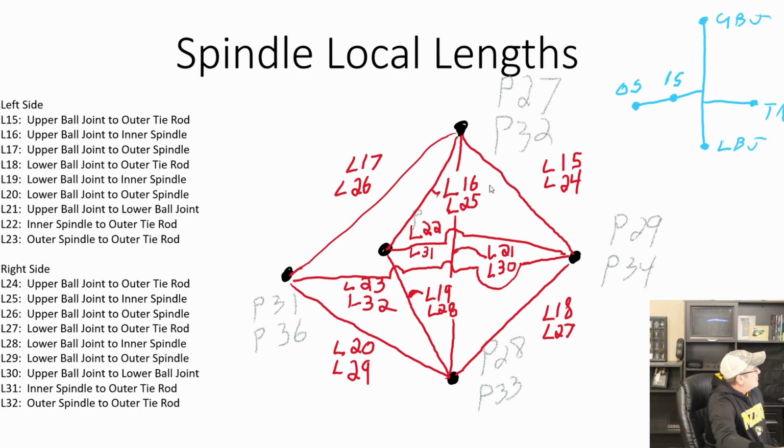And then same thing for the spindle, just distances between upper ball joint and outer tie rod, upper ball joint, inner spindle, upper ball joint, outer spindle, so on and so forth. I'm not going to spell all those links out, but you can see in the diagram there, you get the general idea. And again, we just simply use Pythagorean's theorem to calculate those distances.